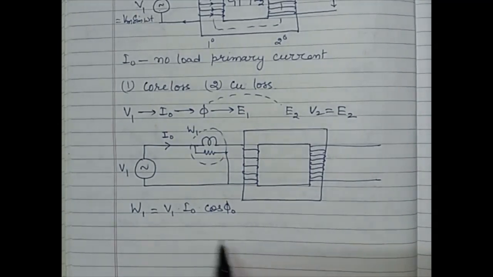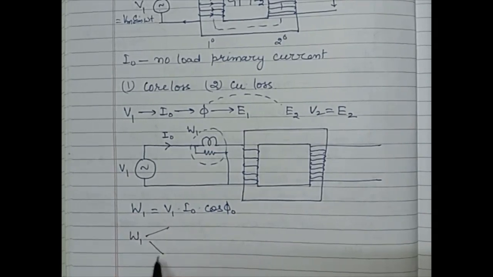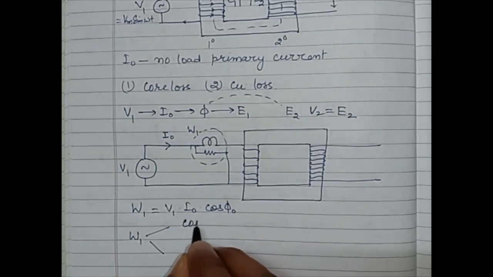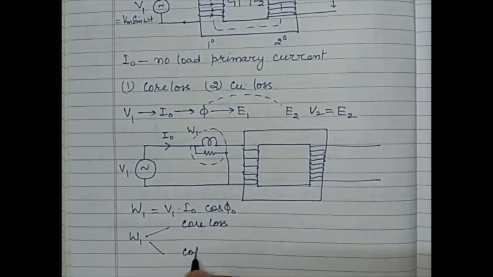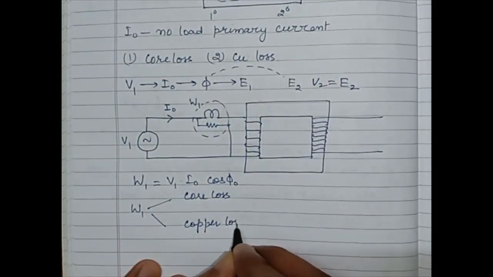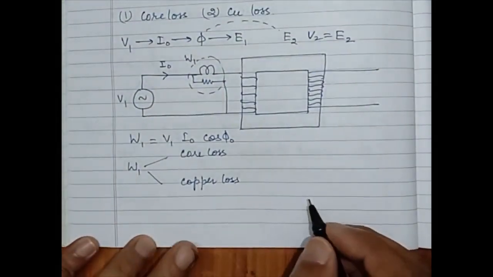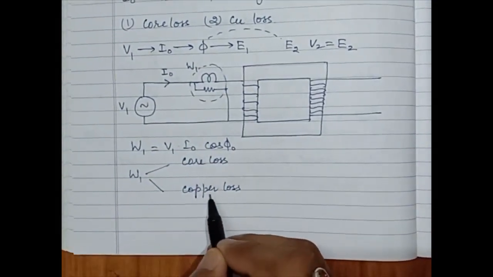This W1 will measure two losses: core loss and copper loss.